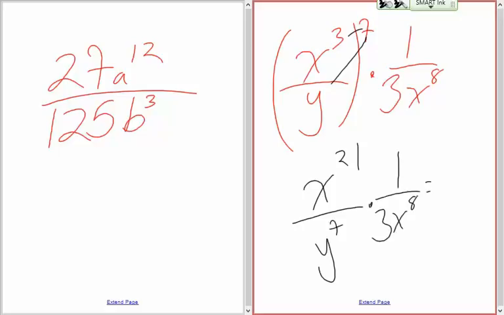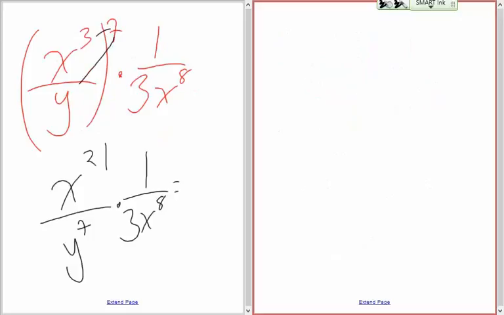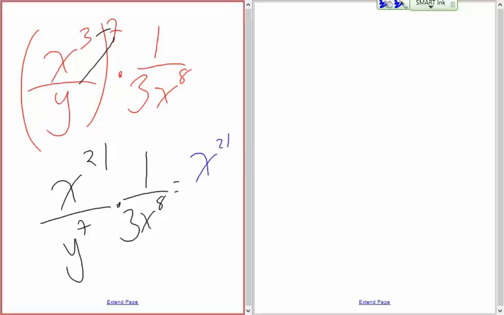What can I now do with this? Thoughts? Yeah? Cross cancel. I can cross cancel, sure. So if I cross cancel, what am I cross canceling out? X's, right? I could also go ahead and combine these. I could say x to the 21st times 1 gives me x to the 21st. No surprise there. Is everybody okay with that? And then over here, if I multiplied this guy and this guy, I'd end up with 3x to the 8th, y to the 7th. Is there any surprise there?